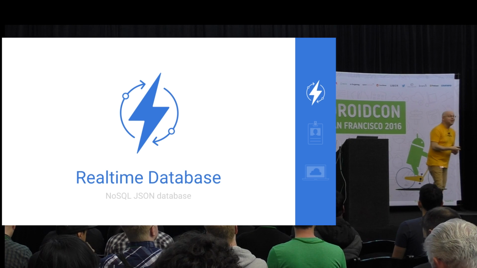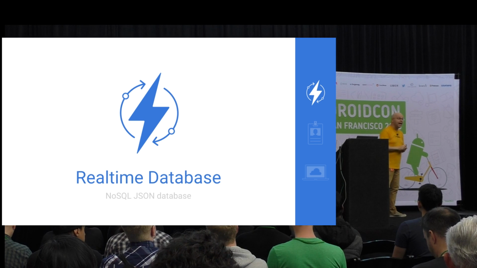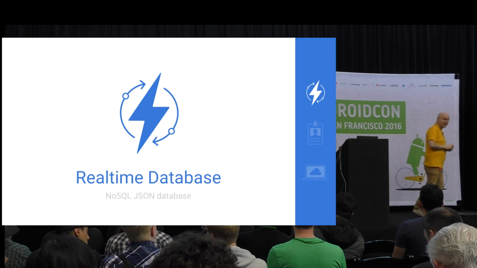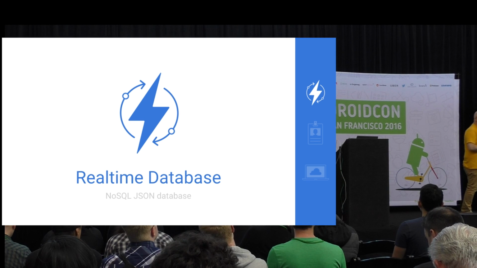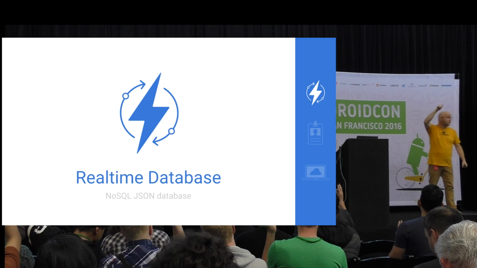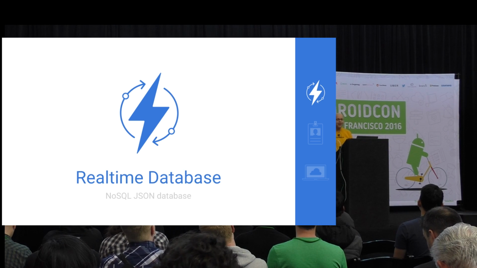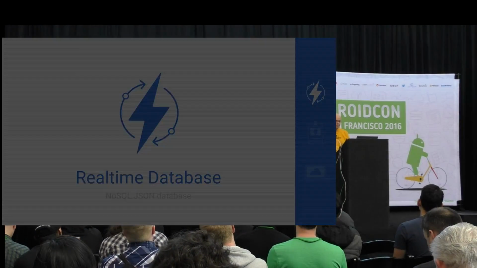Just so you know, NoSQL databases are very different. In the case of Firebase, we are a cloud-hosted hierarchical database. That's a lot of words. We are a JSON tree in the cloud. So who has worked with JSON? Yeah, he's a great teammate. So we are a cloud-hosted JSON database.